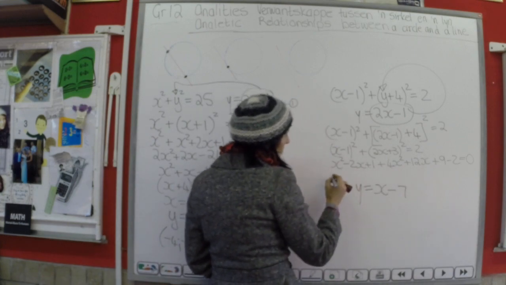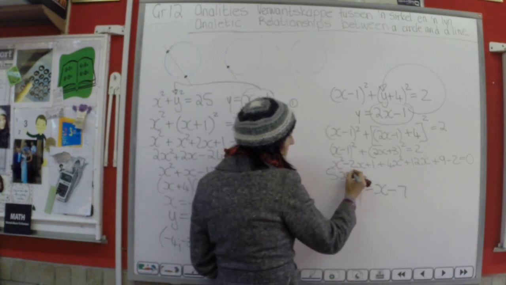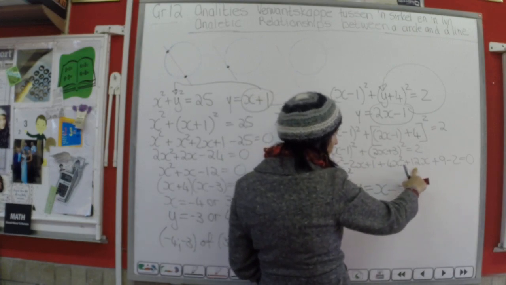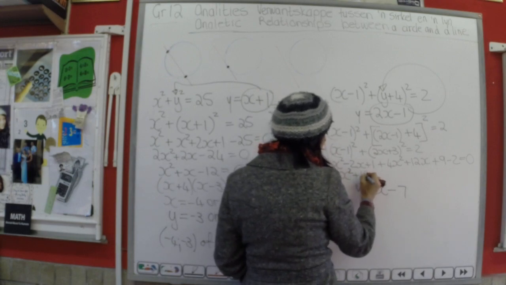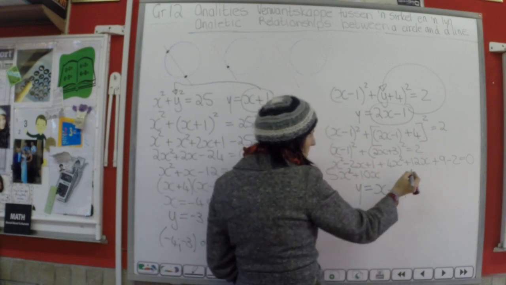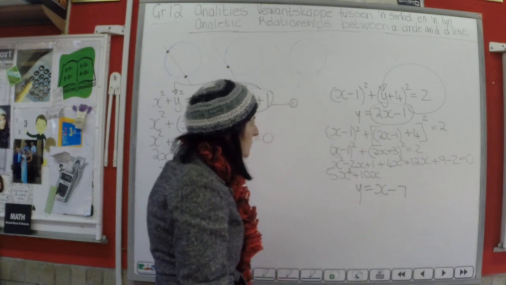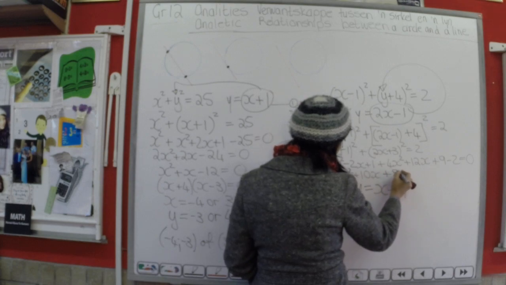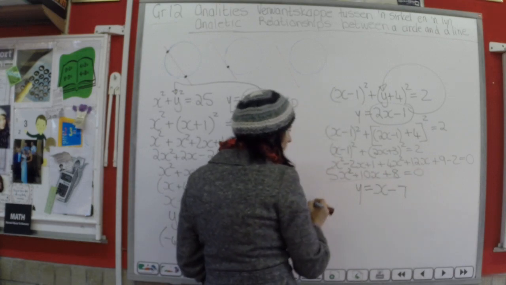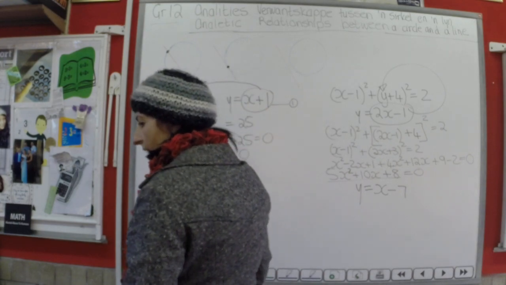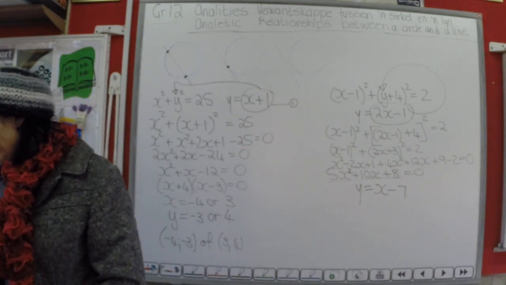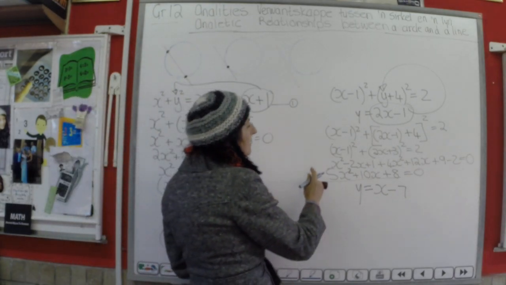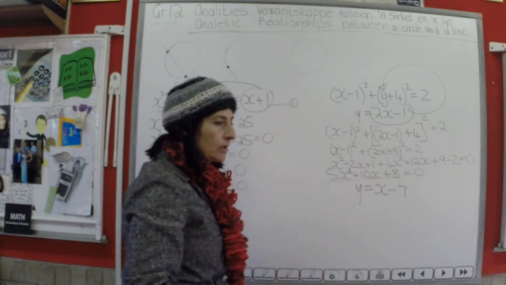X kwadraat plus 4x kwadraat is 5x kwadraat, min 2x plus 12x is plus 10x. Plus 1 plus 9 gives you plus 10, minus 2 gives you plus 8. Now we've got a trinomial that we must factorize, and that trinomial, if you try to factorize that, you will see, hy is nie faktoriseerbaar.